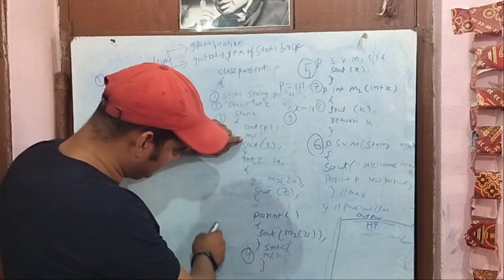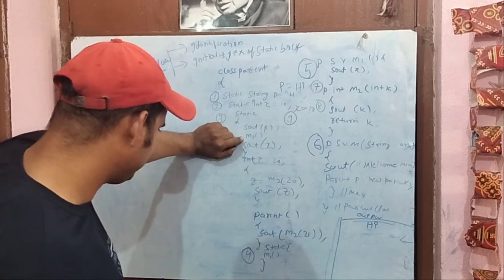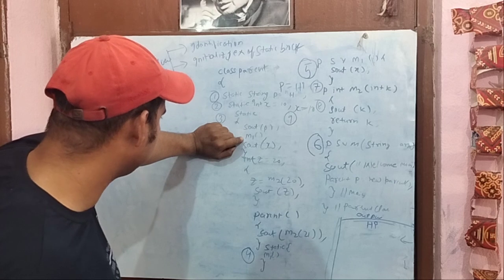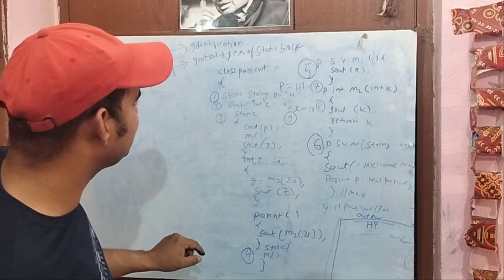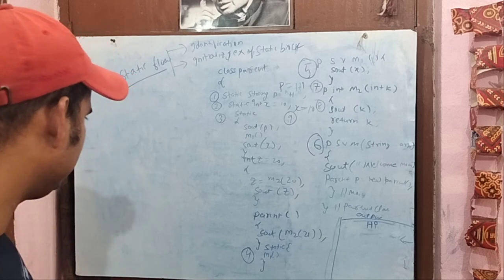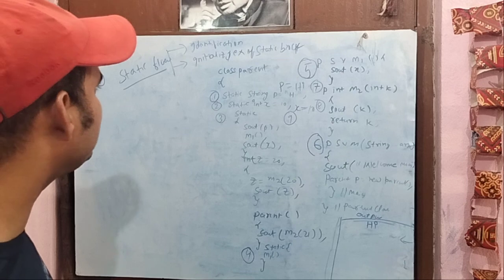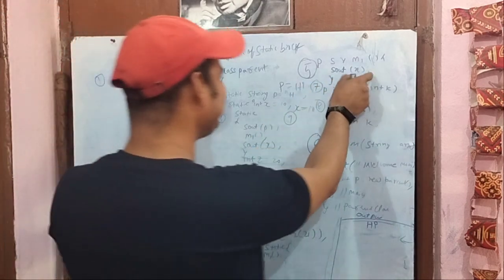Where is the m1 method? Because the object is not created. Where is m1? I'm not able to see m1. Here it is, m1 is here.